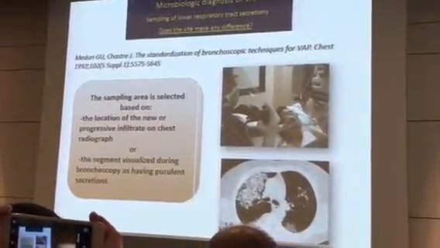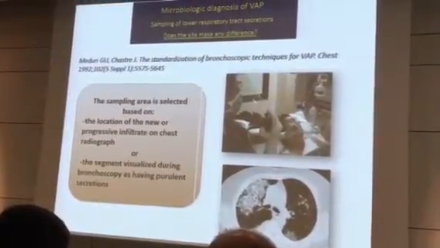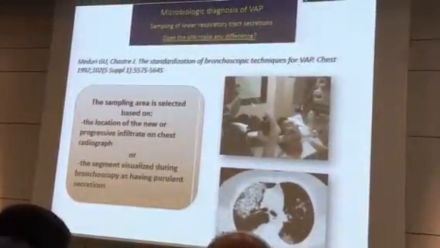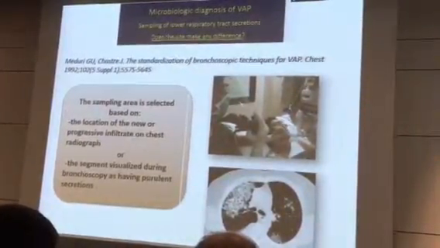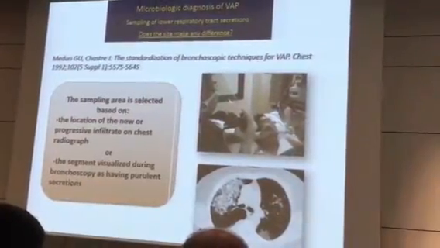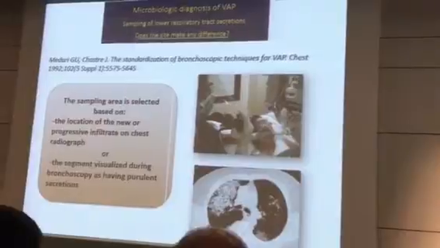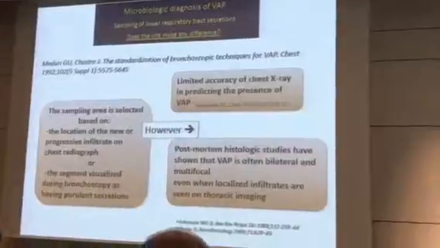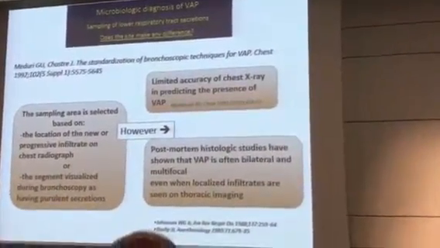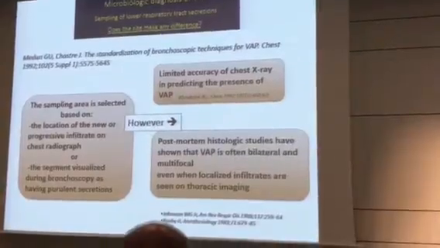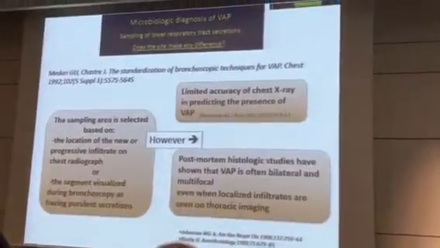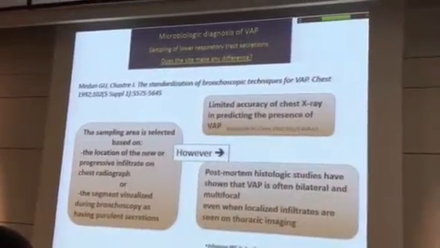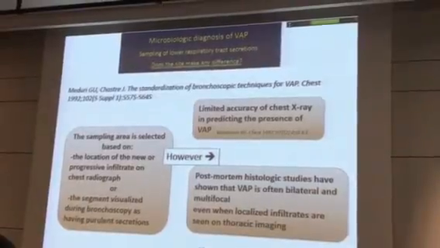Indeed, when we select the sampling area, this is in general based upon the location of a new progressive infiltrate on a chest radiograph. This has been said several times during this session. Or you can visualize the segments where you may identify purulent secretions with a bronchoscopy, for example. There are some buts, because the accuracy of the chest X-ray in predicting the presence of VAP is relatively limited, and at times you may have opacities or densities that are related to other phenomena.